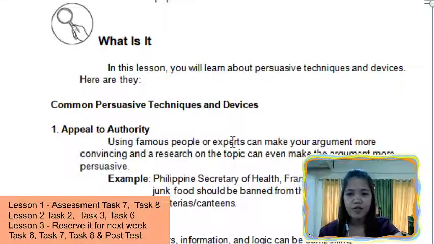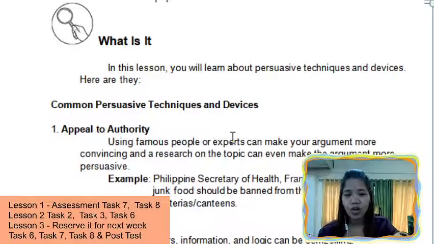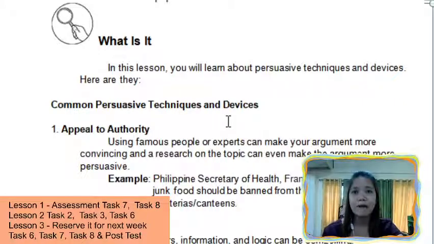Let's talk about different persuasive techniques. In the previous lesson, in my previous discussion, I told you that when we talk of persuasive text, we do everything we can in order for our readers to believe in what we are telling. We have to encourage them, motivate them, convince them to change their mind or to touch their emotions. What else? What did we discuss last time? And to make changes. Now, our main focus in this module is to learn about persuasive techniques and devices.